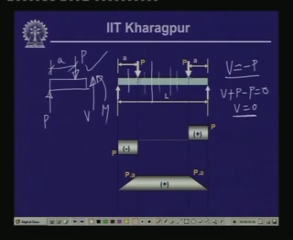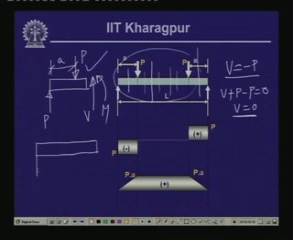Now, if we take segment 3 and cut it here and take the free body of the left part, then this is the free body diagram. We have the reactive force P here, we have the applied load P, which is at a distance of A, and we have another applied load. The total length is L, this is A, this is A, so this is L minus twice A.